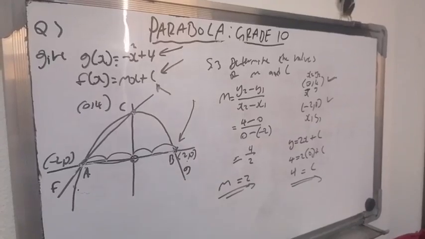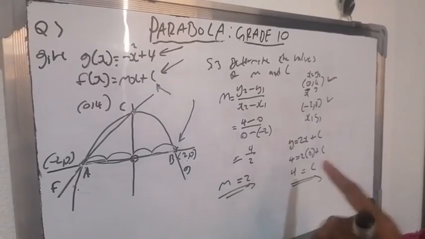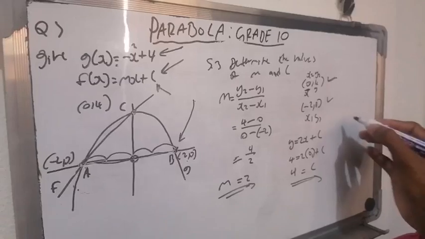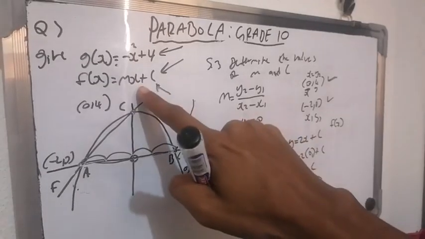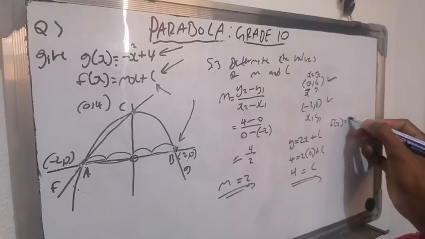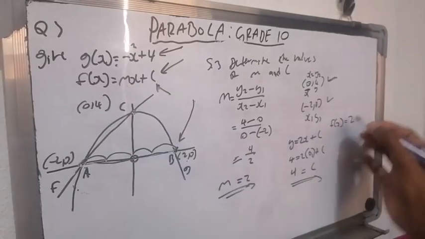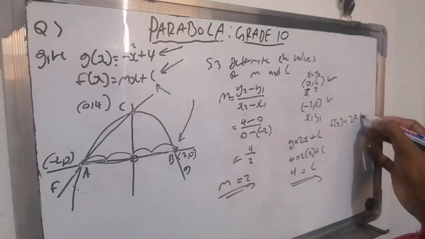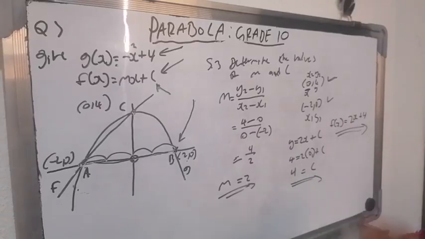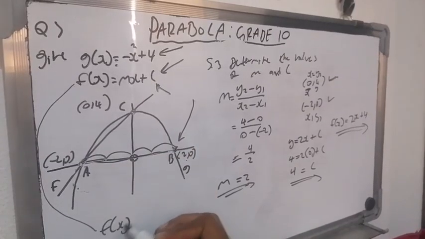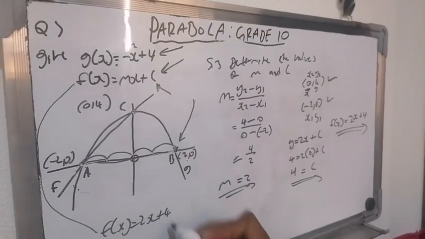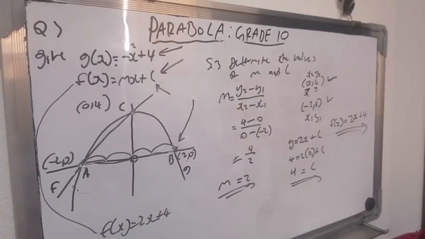That's it. So if they wanted a formula, now they just wanted the values. If they wanted a formula, we were going to conclude and say, guys, the f of x that they're looking for, when it's complete, is going to be 2x plus 4, because we found our m and then we found our c. So this is how the graph will be written. Your f of x is now 2x plus 4. I believe that makes sense.